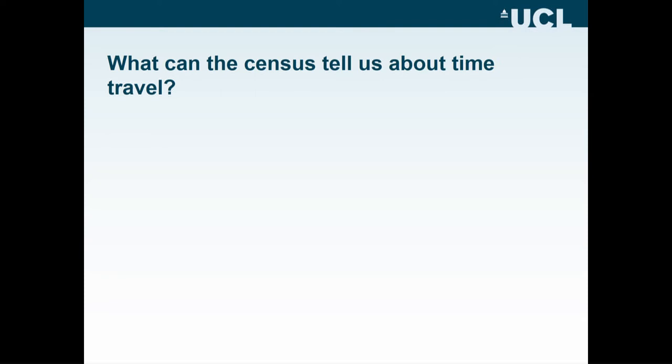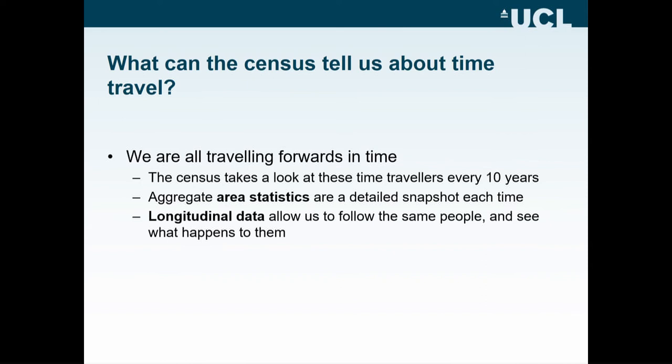So, what can the census tell us about time travel in general? All of us are moving through time as we grow older. And the census in the UK takes a look at us every 10 years. Aggregate census data, which if you've used census data in any student projects at any time, are probably what you're familiar with, or if you've seen reports in the newspaper of how many people live in the country, that's what you're familiar with. They allow us to see a snapshot of the population of the country every 10 years.